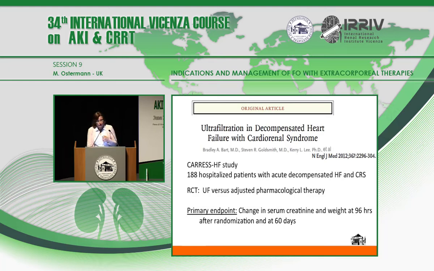So the investigators of this study randomized almost 200 patients with acutely decompensated heart failure and early cardiorenal syndrome to ultrafiltration versus pharmacological therapy. And the primary endpoint was a change in renal function at 96 hours, 4 days, and at 60 days.